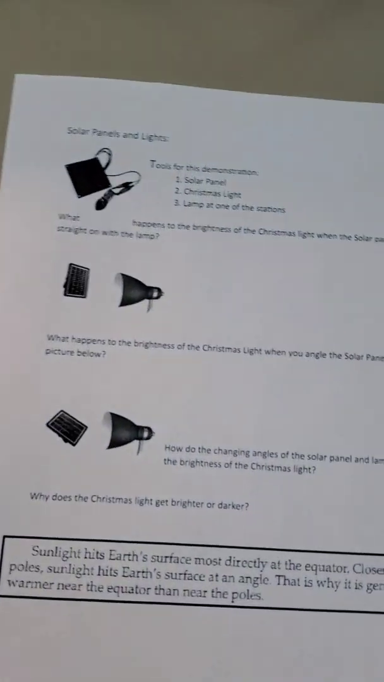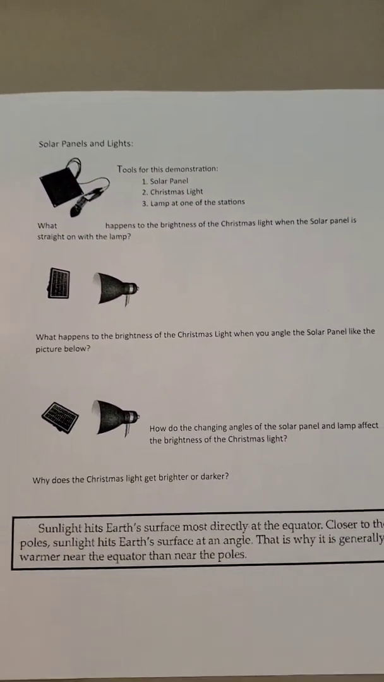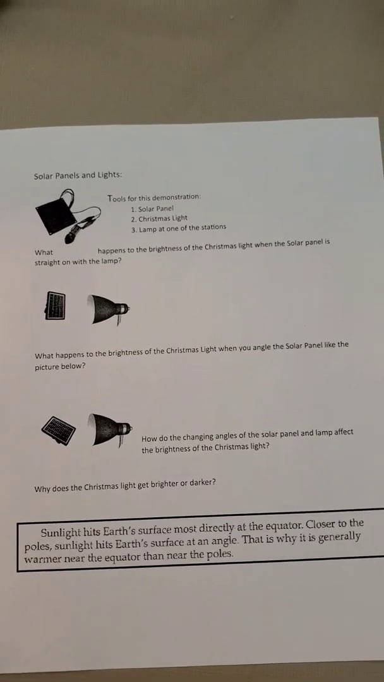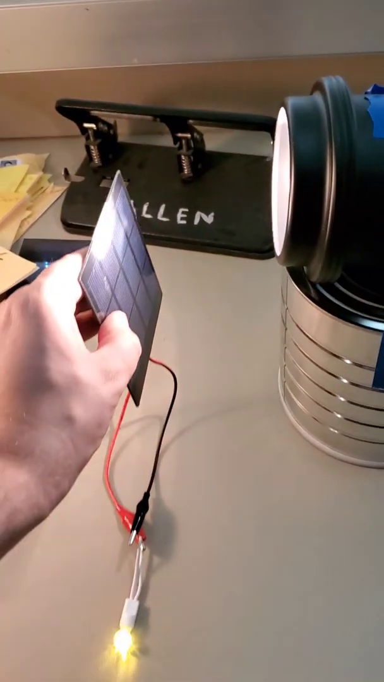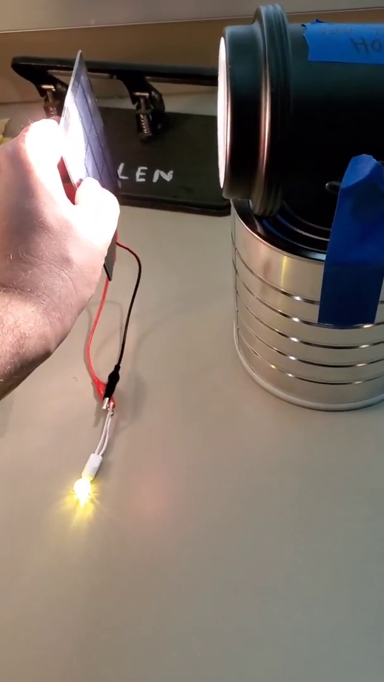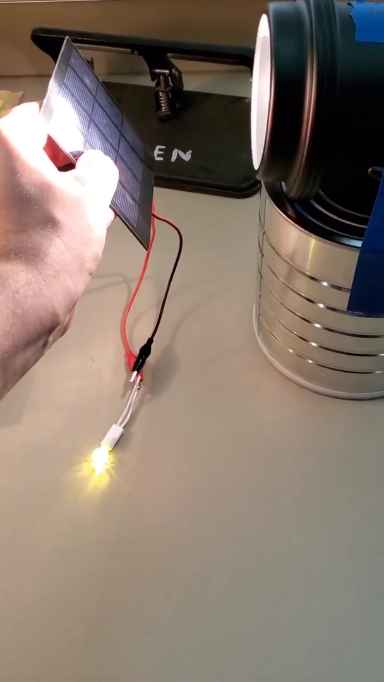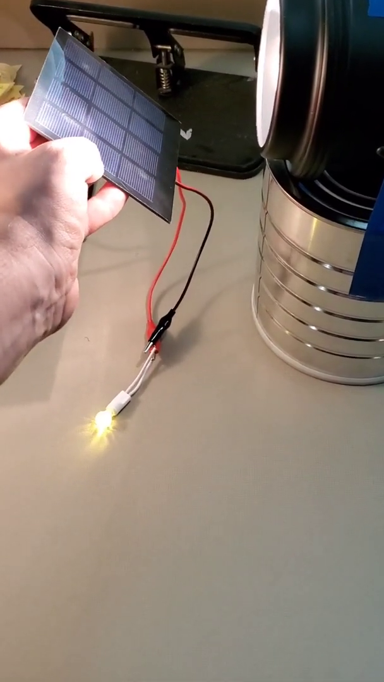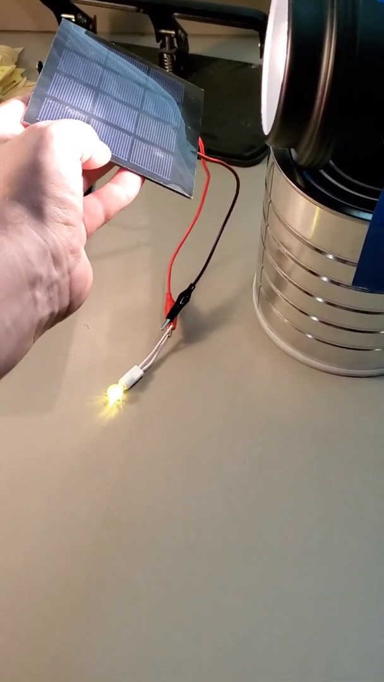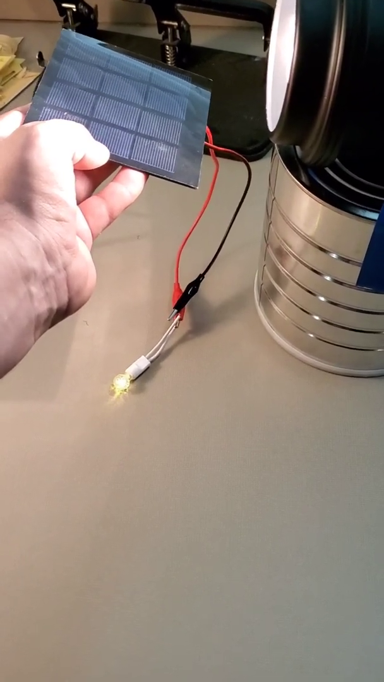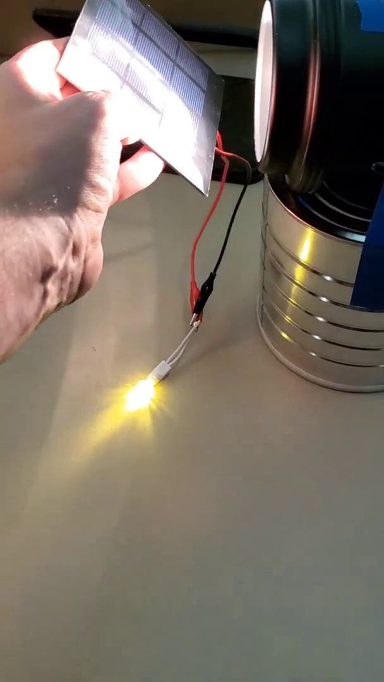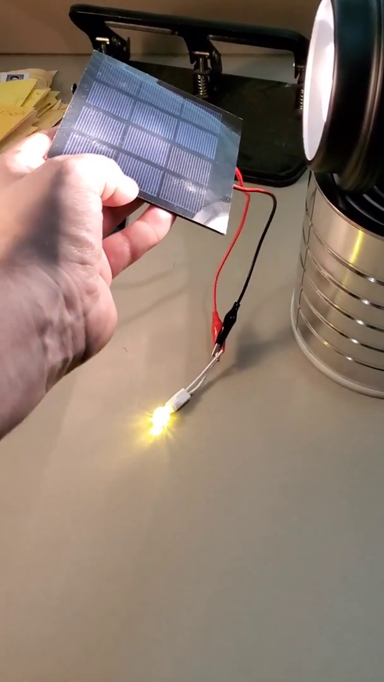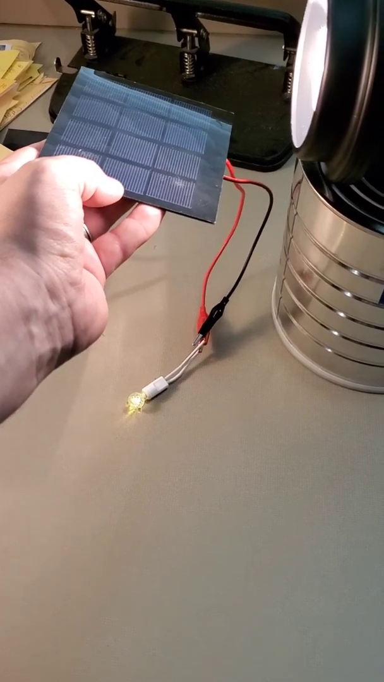You'd write that down. Next, it says, what happens to the brightness of the Christmas light when you angle the solar panel like the picture below? So I'm going to start with it straight on like before, and we see how bright it is. Now I'm going to slowly start to angle a little more and more. Now, what is starting to happen to the brightness of that light? As I go back up, back down, what is happening when the light hits it indirectly versus directly?